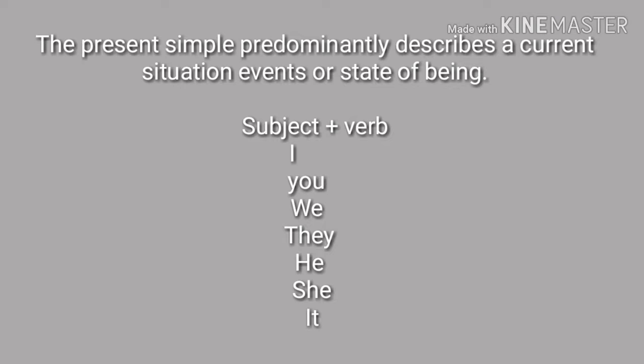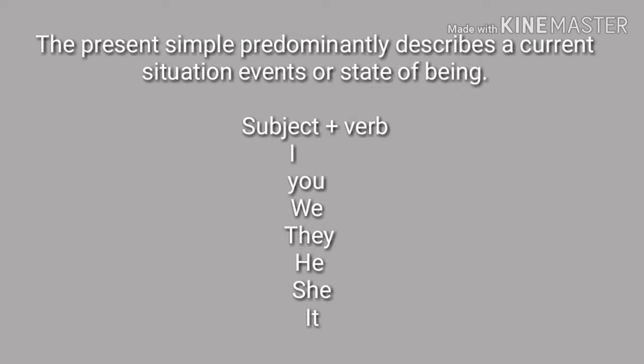Now, what is the present simple? Basically, the current situation, events, or state of being which is currently being described is called the present simple tense. The present simple predominantly describes the current situation, events, or state of being. In the present simple, we have to focus on the four main things I told you about earlier: habit, permanent situation, facts, and state of being.